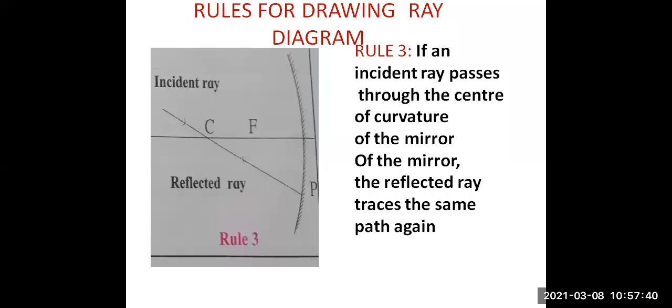If an incident ray passes through the center of curvature of the mirror, the reflected ray traces the same path again. Now you can see the incident ray, a ray which is having an arrow headed towards the mirror, and again you can see the reflected ray on the same path with the arrow headed from the mirror. Okay, when does this thing happen? When the incident ray passes through the center of curvature.